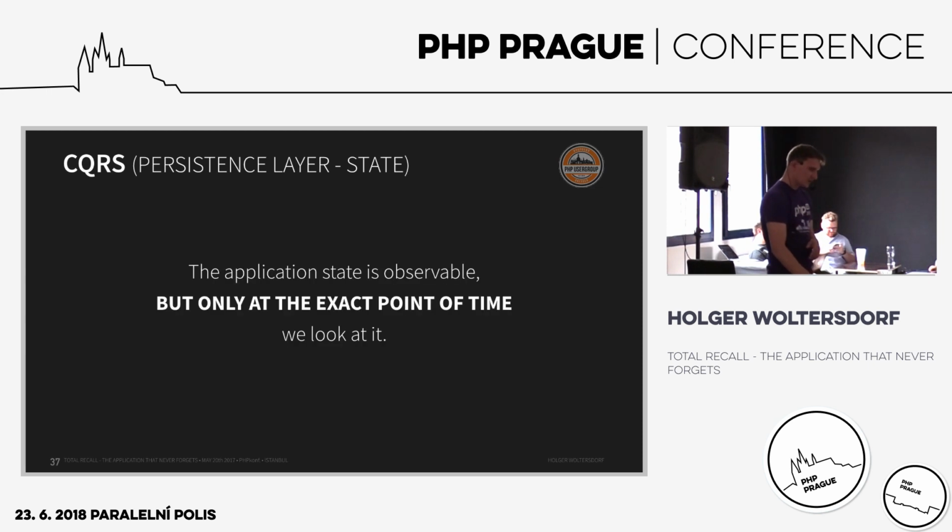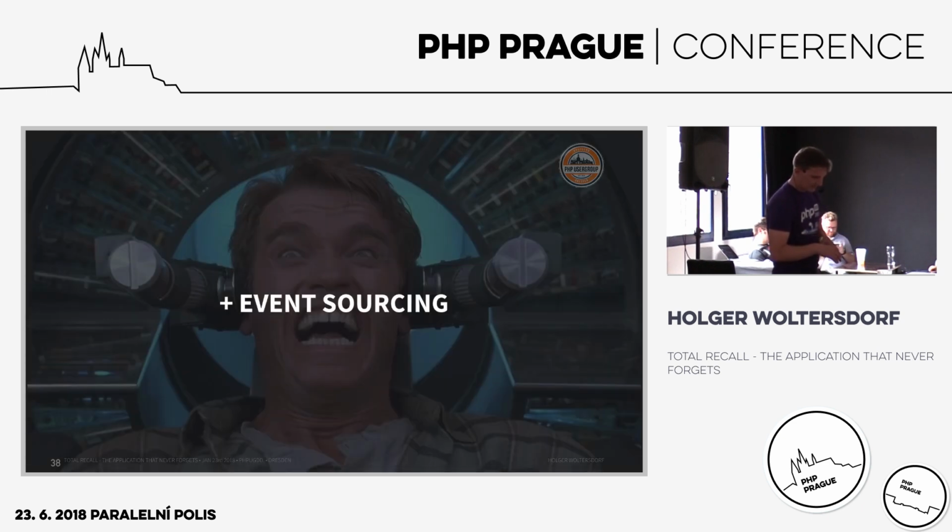In applications like this, the application state is only observable at an exact point in time. If you look at the database, you see what the current state is. But you don't know what the state was yesterday or before yesterday. That's the problem. And at that point, we could add event sourcing, because event sourcing allows us to face that problem and maybe solve it.